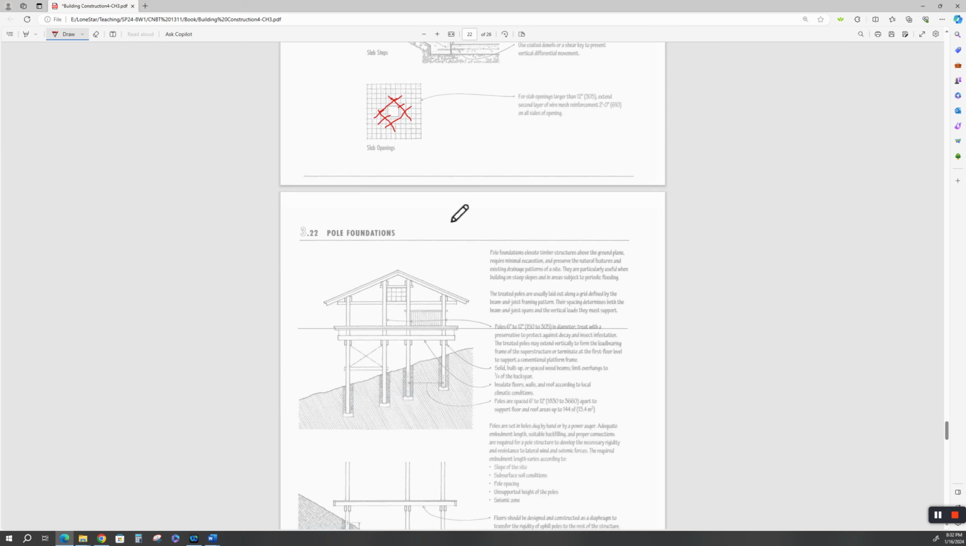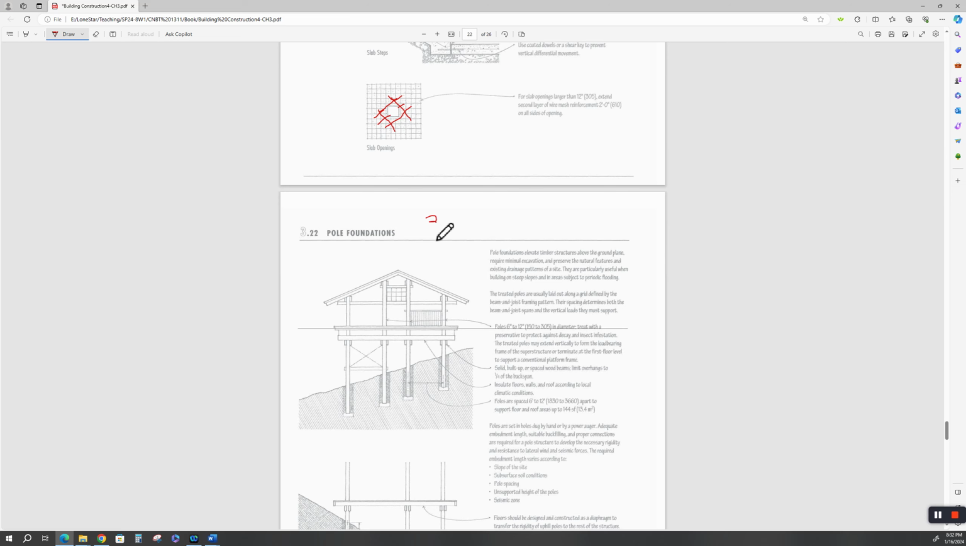All right, pole foundations. Pole foundations. Let's see where we're at on time. We're at 40 minutes. Let's stop here. Let's stop this one here.